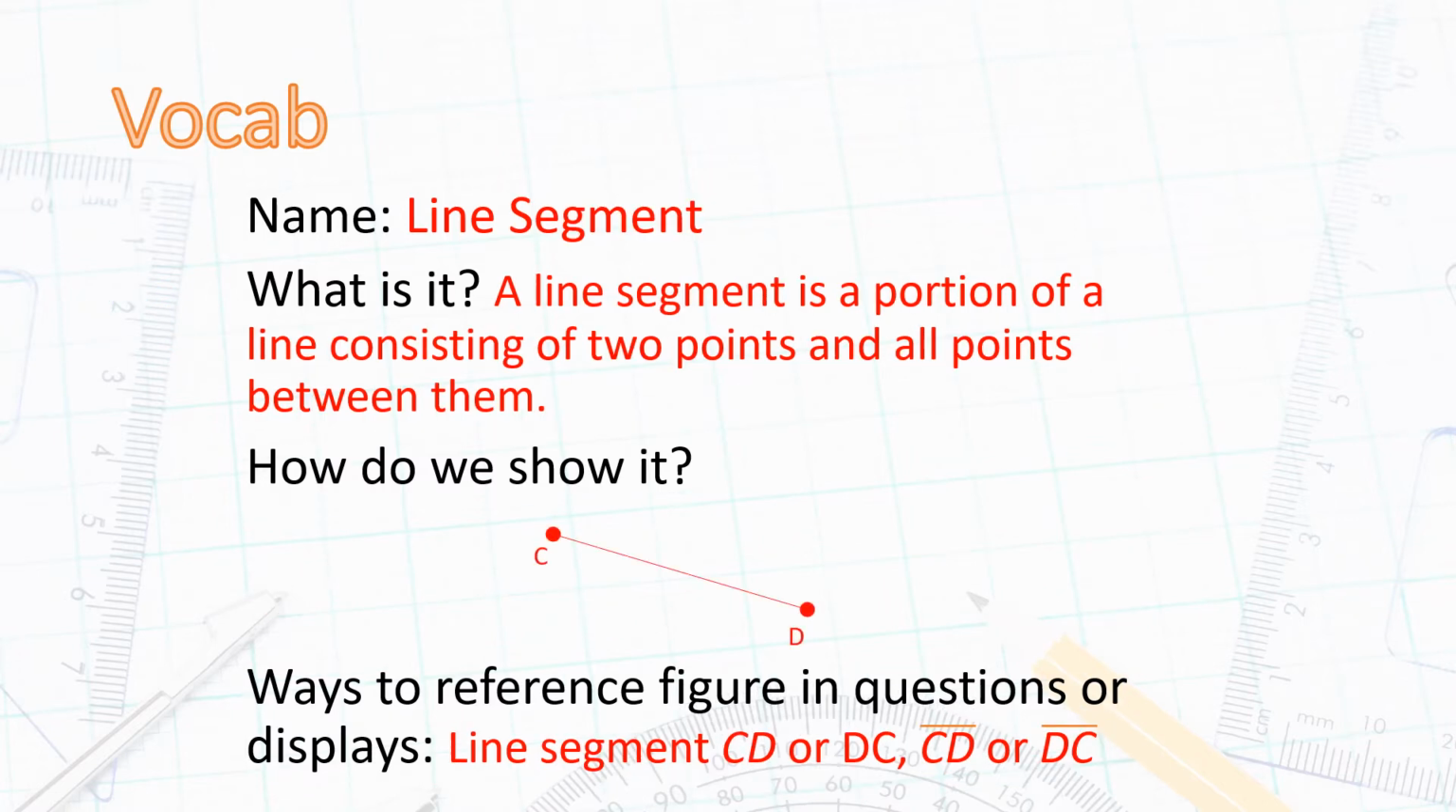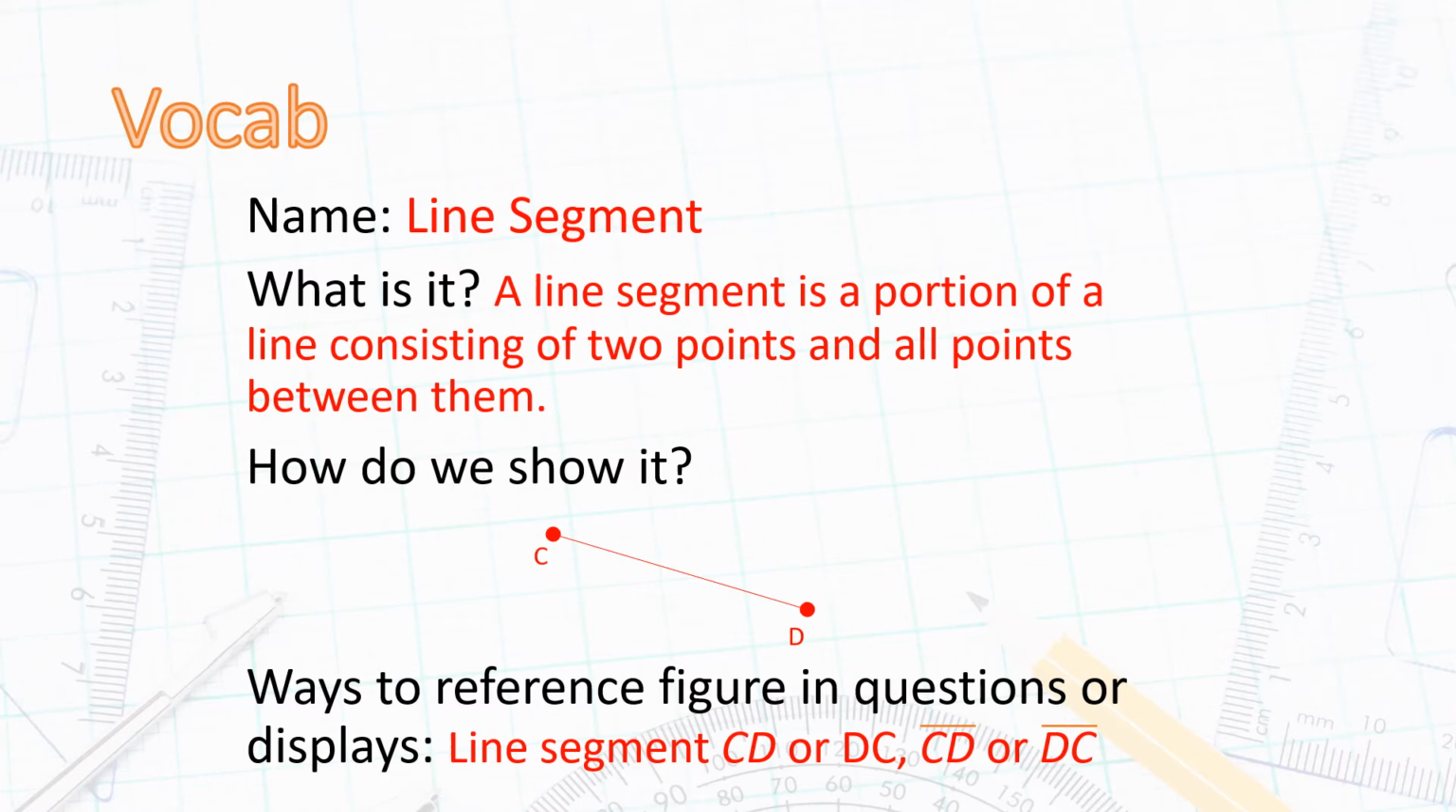A line segment is a portion of a line, and it has a hard stop at the beginning and the end. So there's a definite beginning and a definite end point. You'll see it referred to as line segment CD, so use the two letters, the beginning and the end one. You can also represent it as the two letters with a bar across the top.